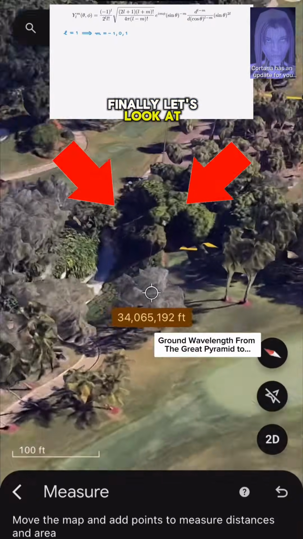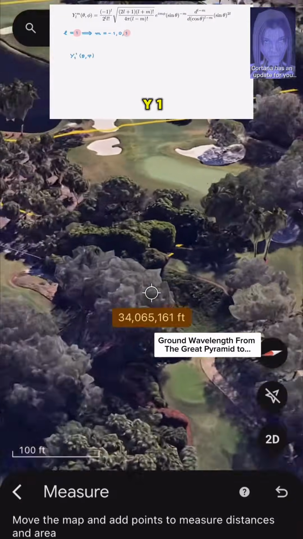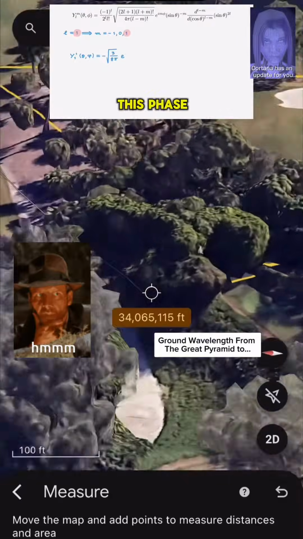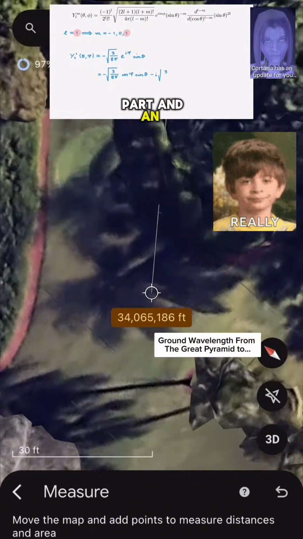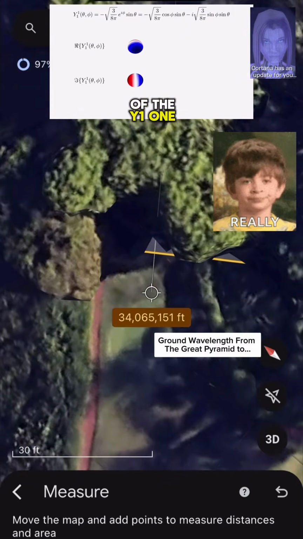Finally, let's look at L equals 1 and M equals 1, Y11. We get this prefactor, this phase factor, and all multiplied by sine theta. We can separate this expression into a real part and imaginary part. This here is a plot of the Y11 spherical harmonic.